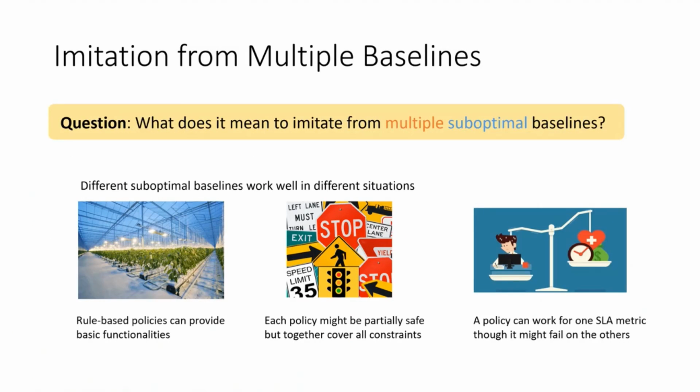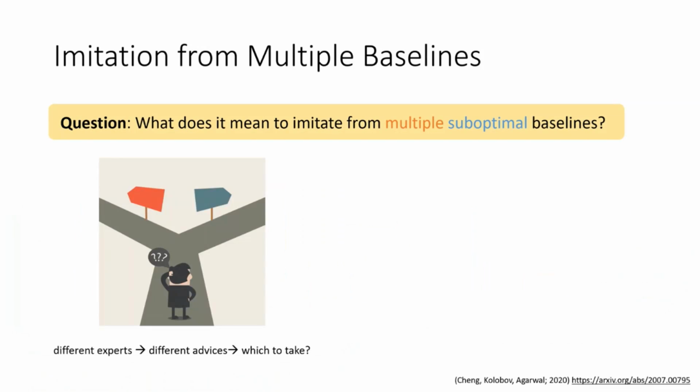So let's ask what can we do, going back to our original question, when we have multiple baselines and all of them are individually quite suboptimal, and different suboptimal baselines work well in different situations. The basic conundrum is when the learner is in a state and needs to decide what to do, it might receive conflicting advice from different baselines, and it needs a way to reconcile them.